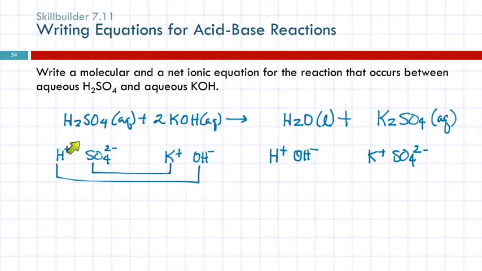Here we've got 2 hydrogens and 2 hydrogens. And over here I only have 2. So I need 4. So I put a 2 there. And we'll keep our fingers crossed.